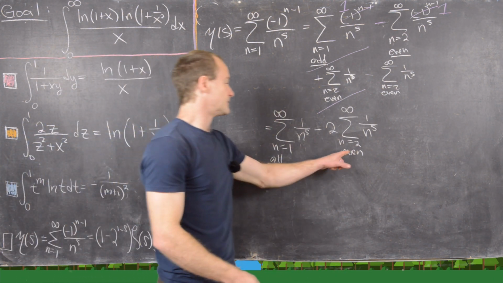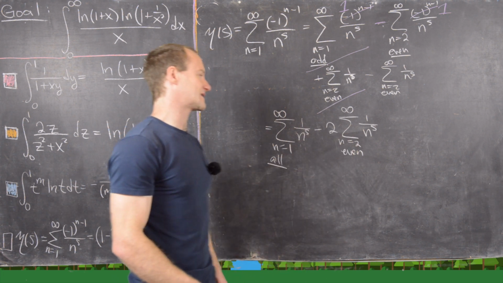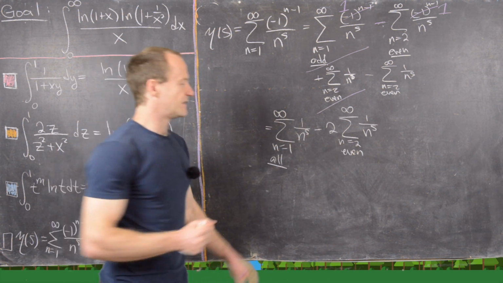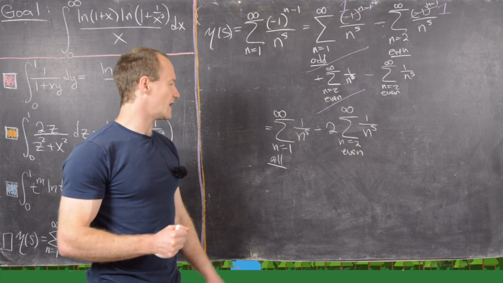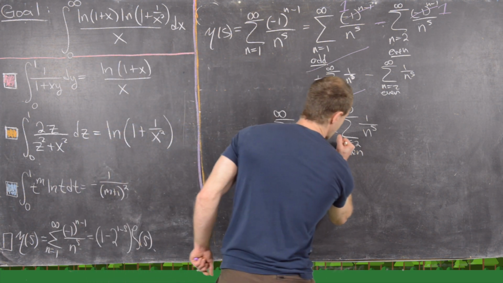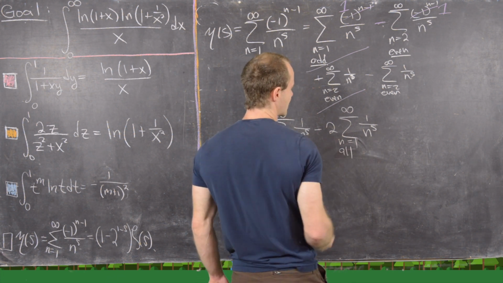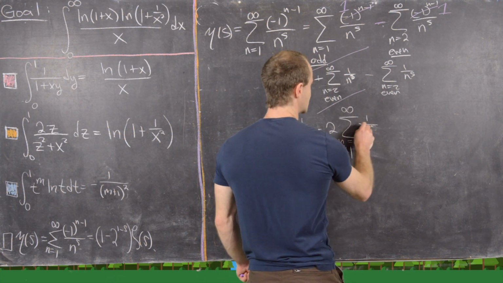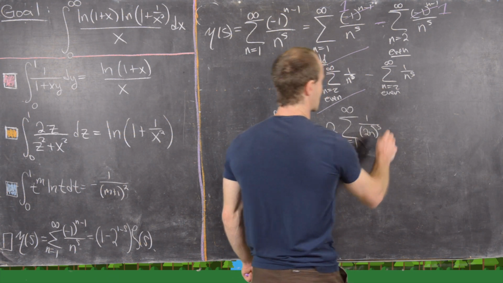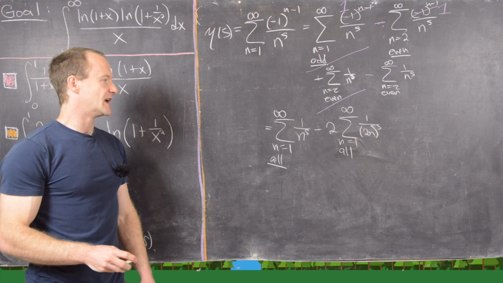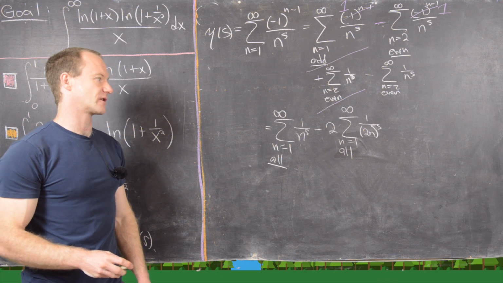But notice, I can re-index this thing. Since I'm going over only the even numbers, that means I can replace n with 2n and then sum over everything. So here's how I'll do that. I'll erase even. I'll put a 1 here. We're going to sum over everything. And then I'm going to change this to 2n to the s power. And notice that's exactly what I had before. It's just I've indexed it slightly differently.